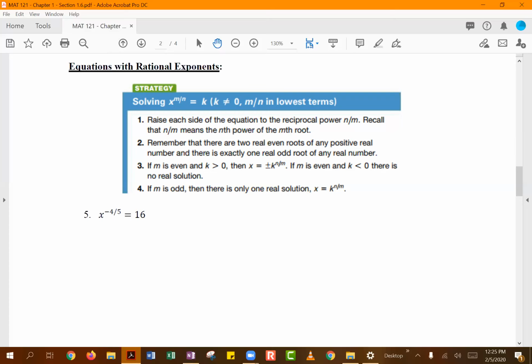Okay, so when we're talking about rational exponents, that actually means in your exponents, you're going to have fractions in there, right? Rational numbers, which is the form of a over b. So here they're talking about how you solve an equation which is raised to a rational exponent.